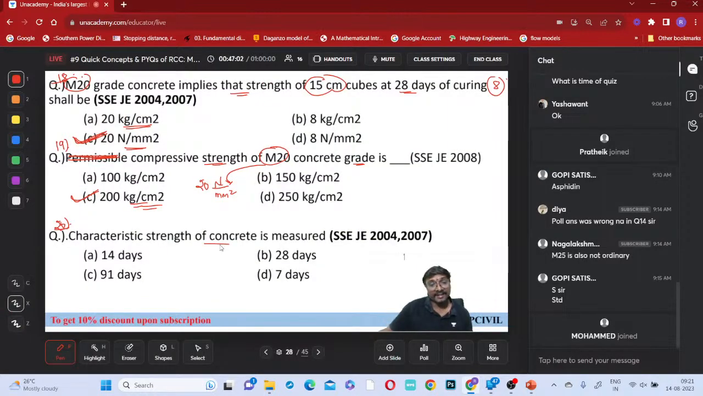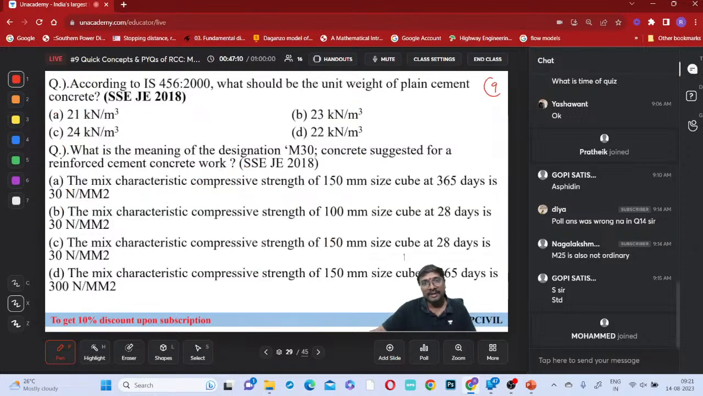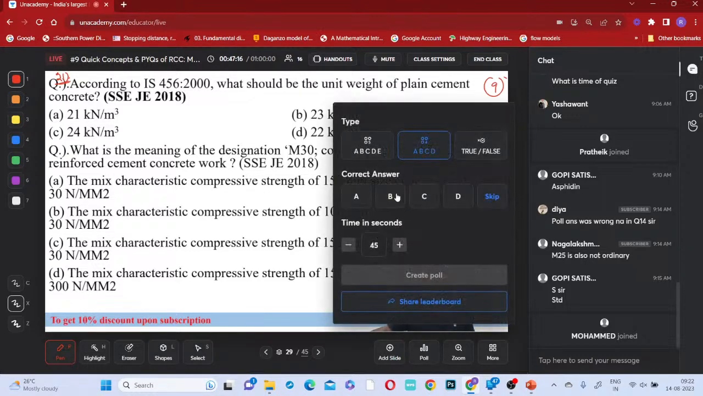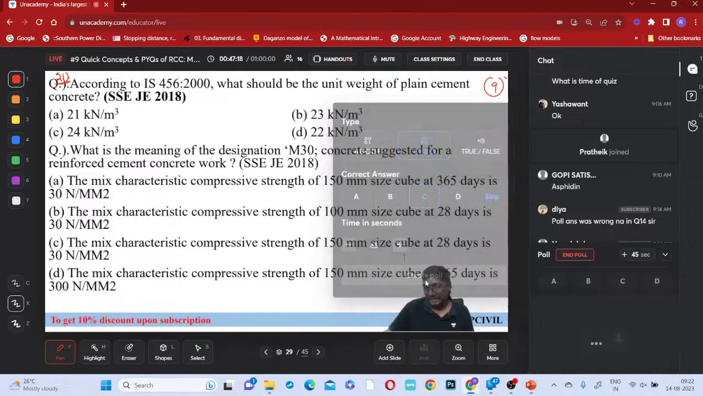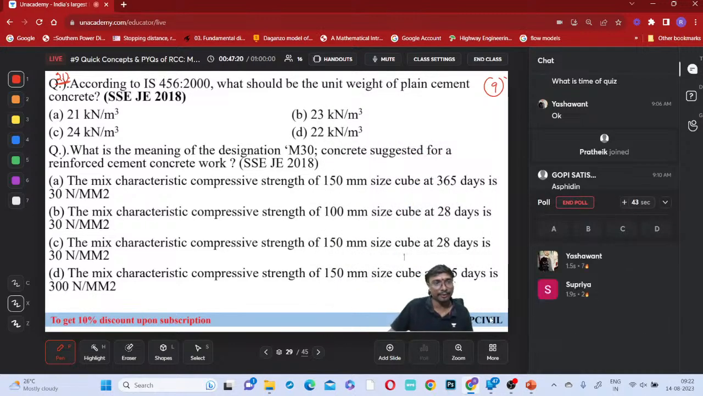So what is the characteristic strength of concrete measured at? It is measured at 28 days only, right? These 20 questions are completed, so we will go for the 21st question. You have to be careful. I have mentioned this answer already, somewhere previously, if you remember.